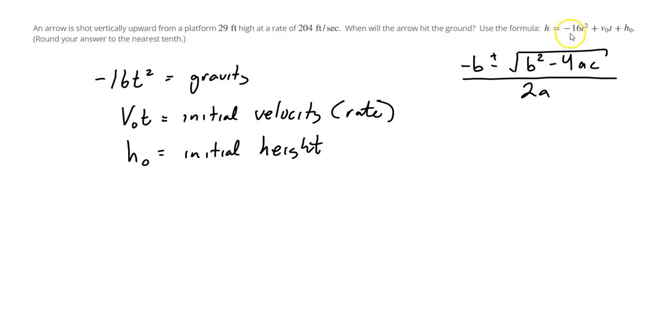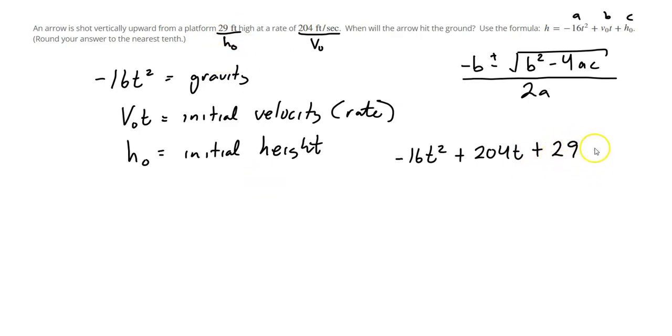We've got this negative 16t squared. We know that's going to be our a. This is going to be our b. This is going to be our c. So rewriting the formula, we're going to have negative 16t squared plus, well, what's our v naught? What is our initial velocity? There is our v naught. So that's going to be 204t. And we've got an initial height, what is that? Our initial height is going to be that 29 feet, which is going to be right here. All of this is going to be equal to 0.